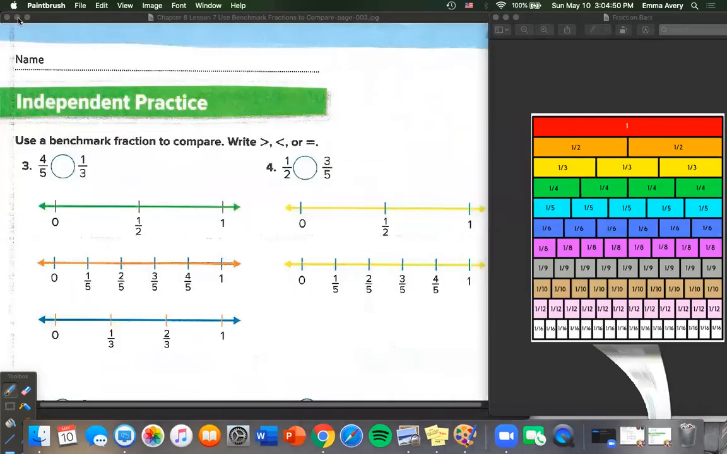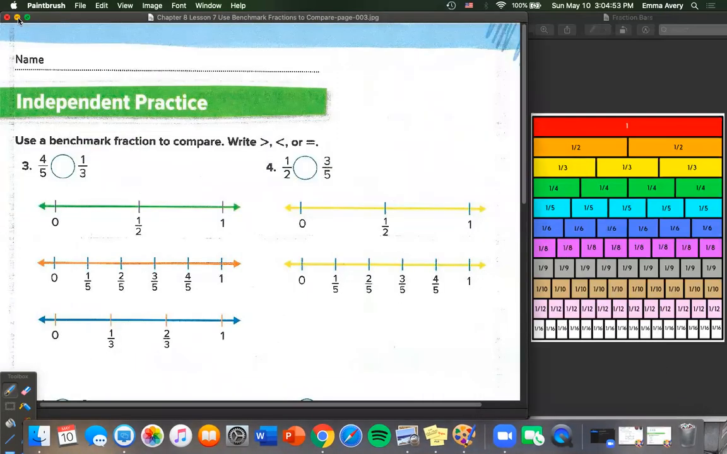Okay. So page 3, we're going to use a benchmark fraction to compare, and they even give us the number lines here. So 4/5 and 1/3. Well, they're telling us our benchmark fraction should be 1/2. So 4/5 is right here, and 1/3 is right here. So 1/2 is right down the middle here. So 4/5 is bigger than 1/3. So 4/5 is greater than 1/3.